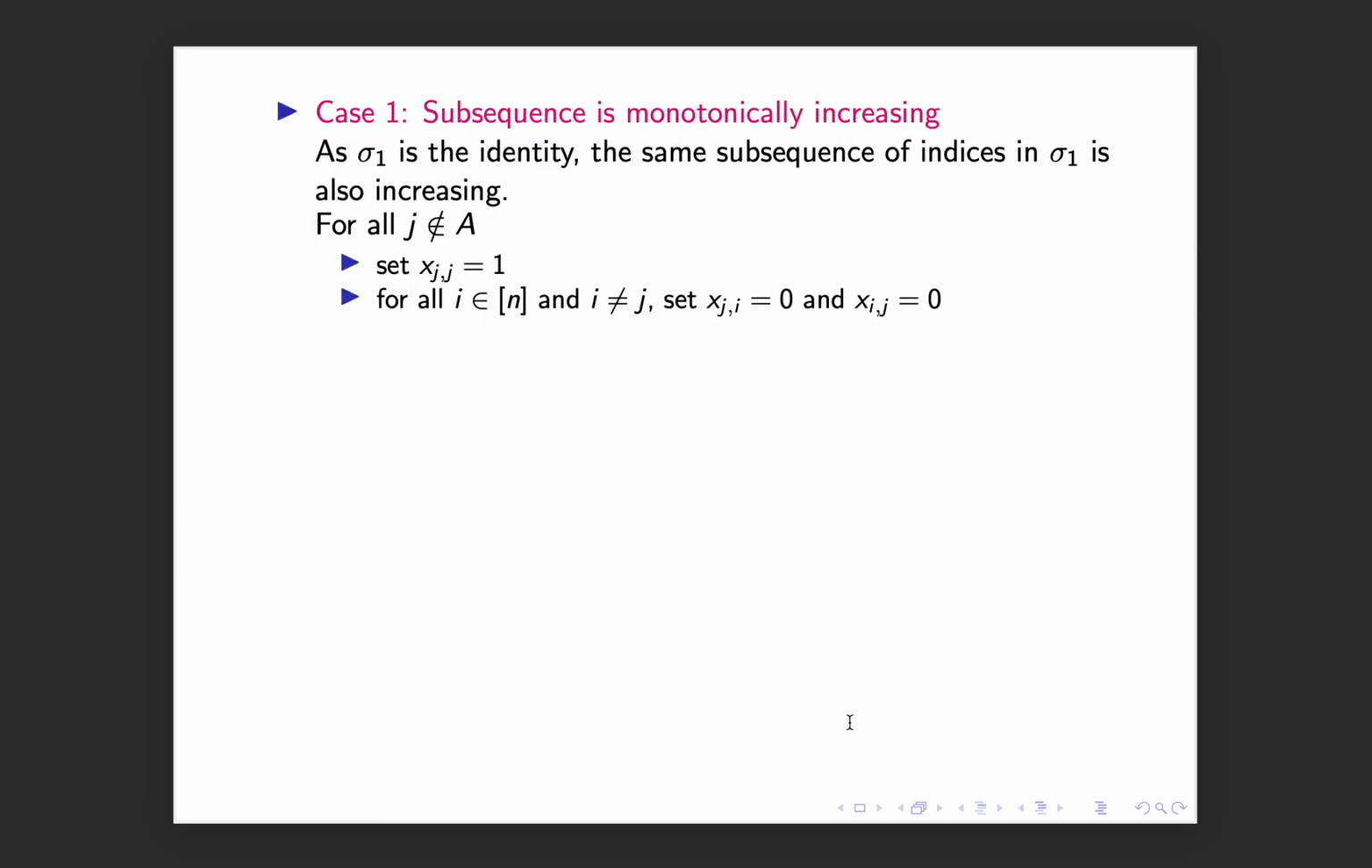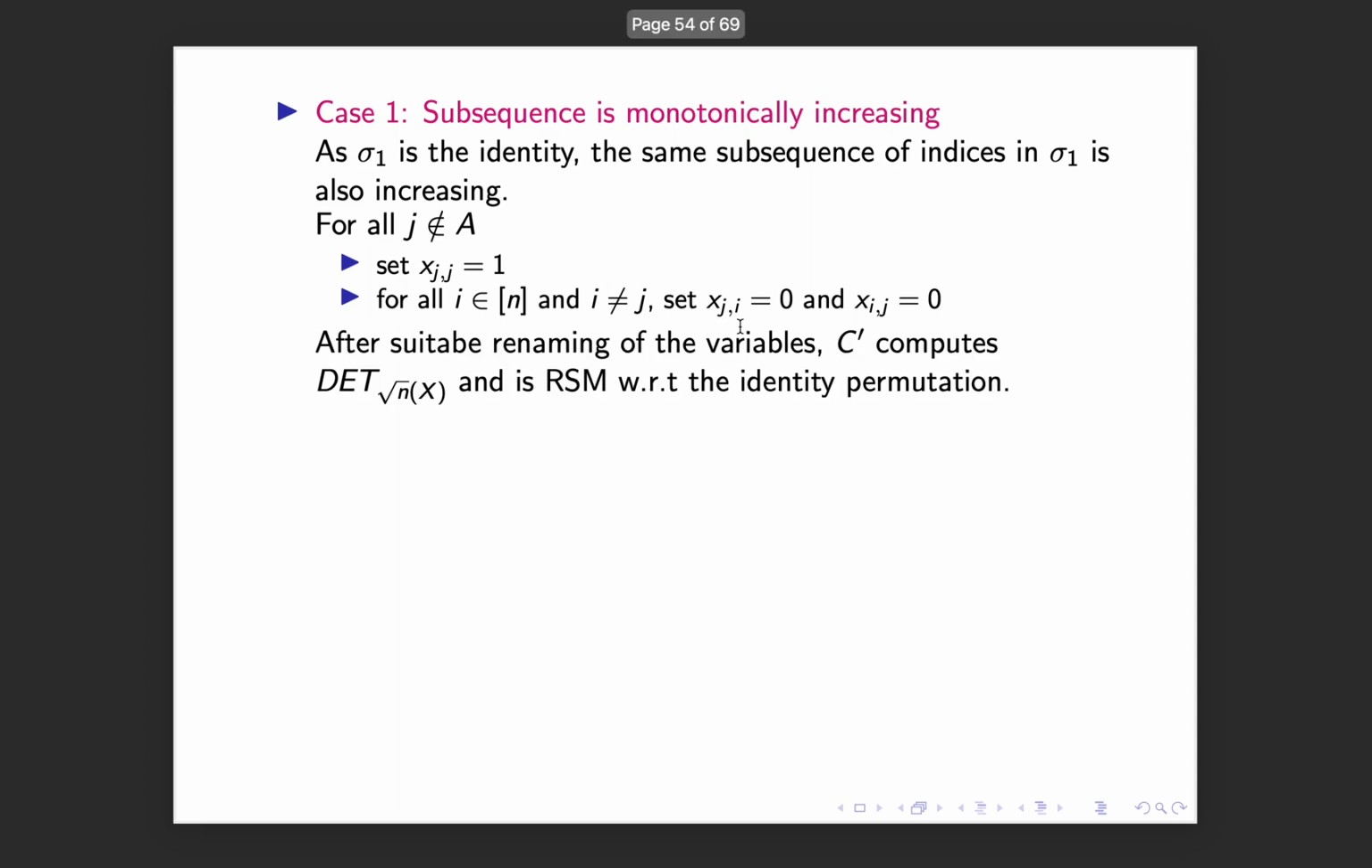In the first case, as sigma 1 is the identity permutation, the same subsequence of indices in sigma 1 is also increasing. So for all j that does not belong to A, we set the variable x_{j,j} to 1. And for all i in A such that i is not equal to j, we set x_{j,i} and x_{i,j} to 0. So now we can ensure that the circuit C prime computes the determinant of degree root n by suitably renaming the variables. Now C prime is also going to be RSM with respect to the identity permutation, and the size of C prime is at most 1 more than the size of C.